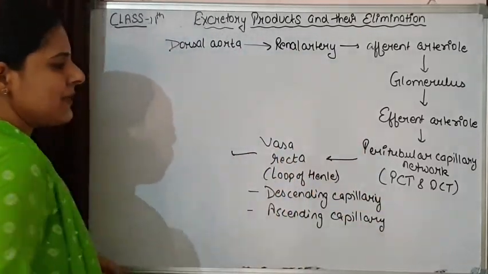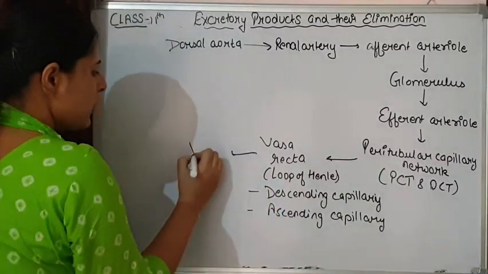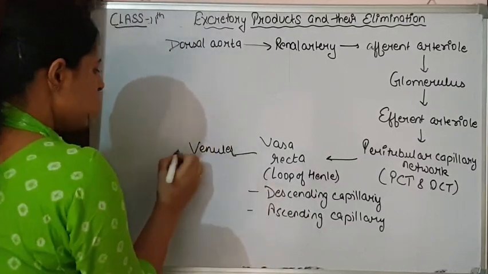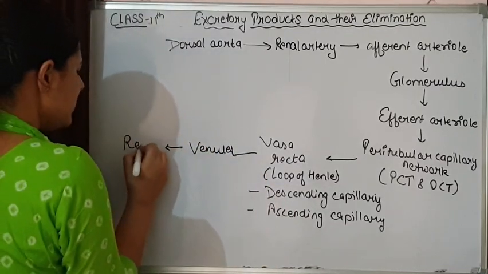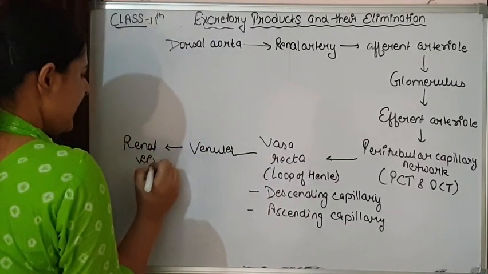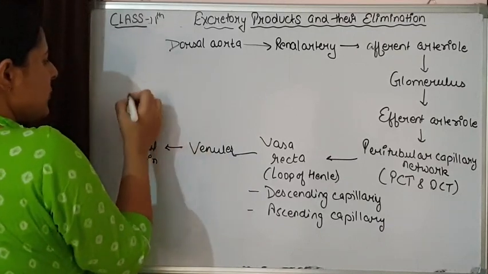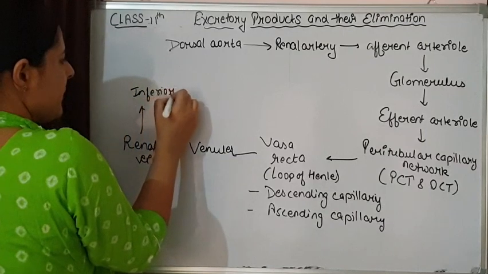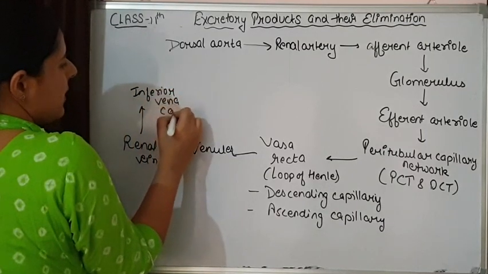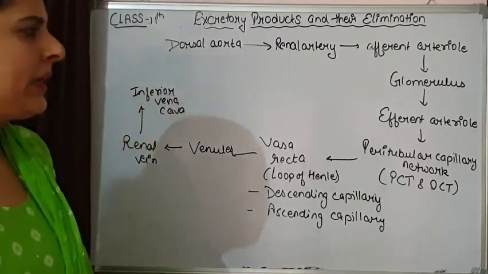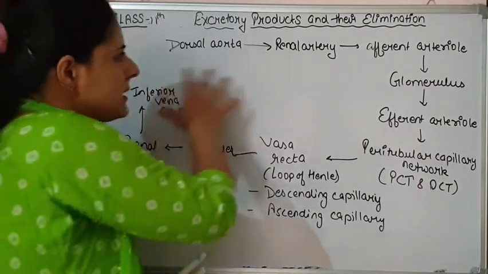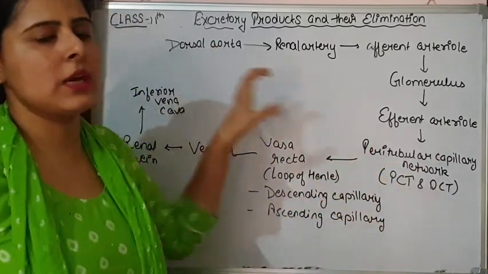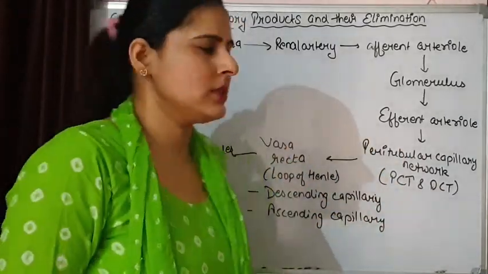Now the next blood vessels that are combining together are going to form the venules. After absorption, these venules are joining to form the renal vein, and this renal vein is going to pour into the inferior vena cava. This is how the whole thing is functioning: the blood supply to the kidneys and the blood coming out from the kidneys.